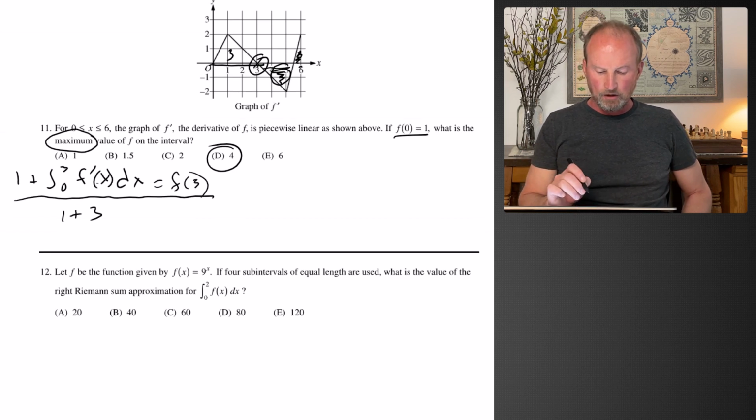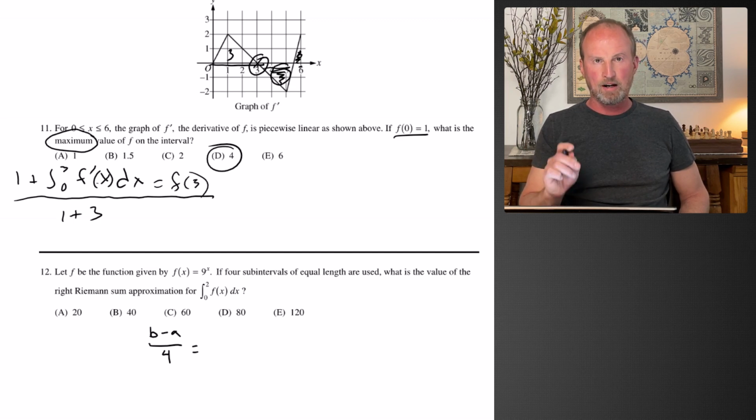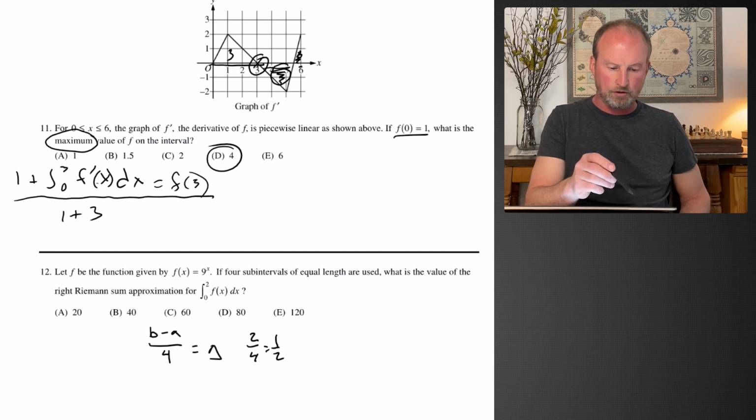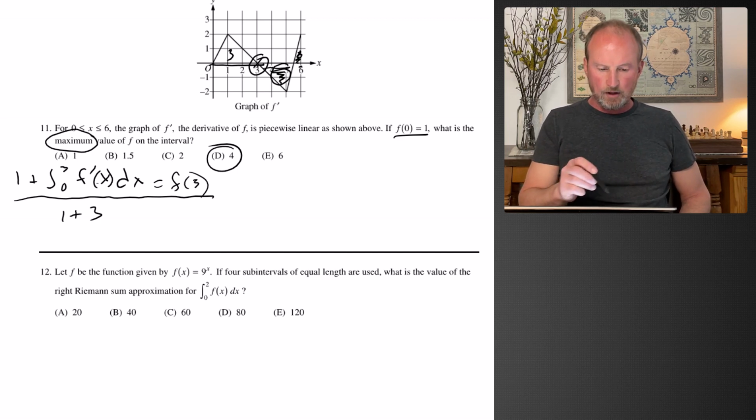Okay, question 12. Function f of x equals 9 raised to the x power. 4 subintervals of equal length, do a right Riemann sum. B minus A over the number of subintervals tells me my delta x. So b minus a is 2 over 4. My delta x is a half. For sake of space, I'm going to get rid of it. I just wanted to make sure you understood where I'm getting my delta x.